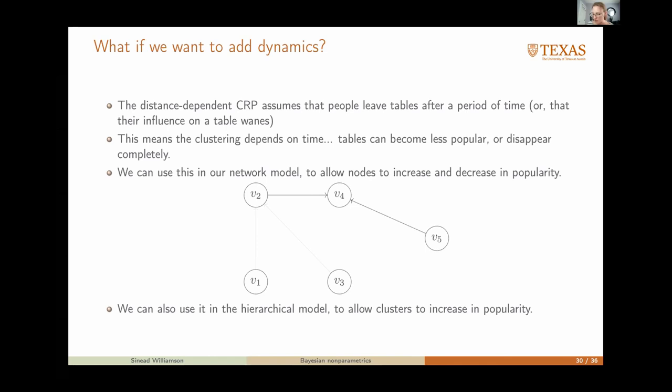We can also use it in our clustering model. So that Dirichlet process that we use to cluster the distributions over nodes. Right? So that would then allow certain communities, certain clusters to become both more and less important over time.